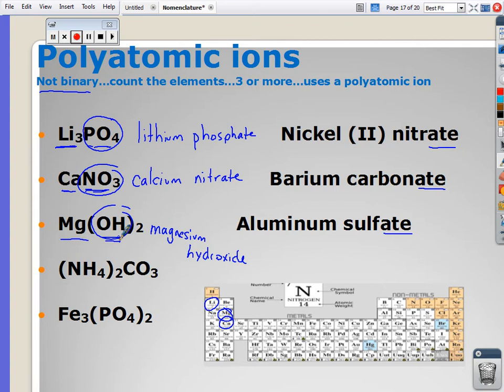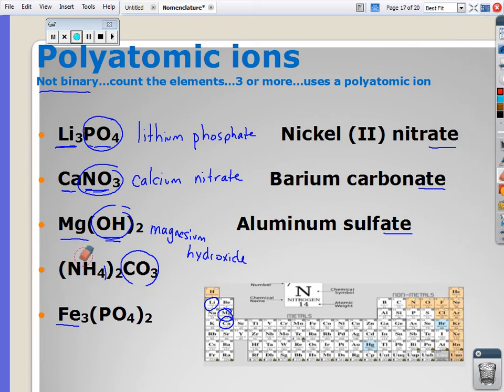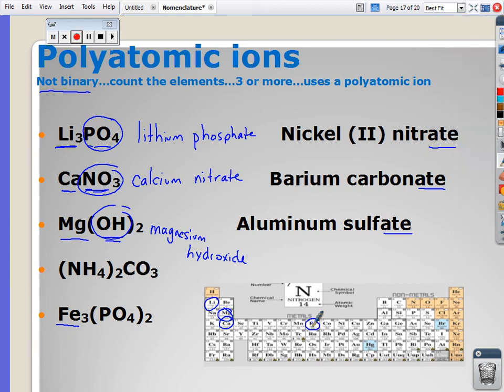Wow, look at this. 1, 2, 3, 4. That means I have a polyatomic ion and another polyatomic ion. This is ammonium carbonate, because that's who's here to play. This is iron. Okay, so I'm going to go back and erase this one, just so we have room. So if you look at iron, where does iron live? Iron is in Rome. So that means it's going to be Roman.